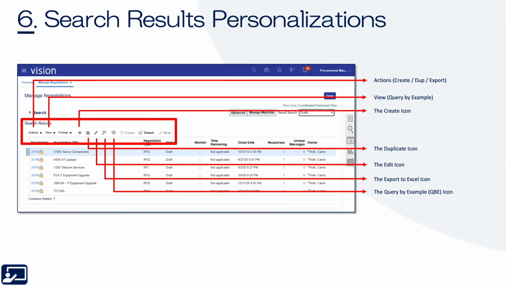The actions will allow you to create or duplicate or export. You could do view by query. If you click that, it'll bring all of the different fields up to where you could say, I only want to see this type of value in that field. You have the create icon, where if I wanted to create something new, it appears in the search. Duplicate, if I want to duplicate, I'd have to highlight something. Edit, if I want to edit that transaction. As we said, export to Excel, and then the QBE icon as well.